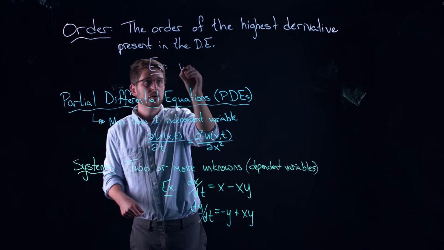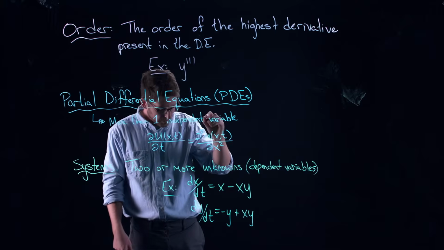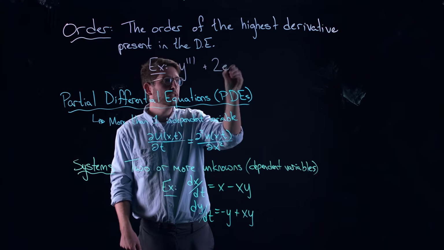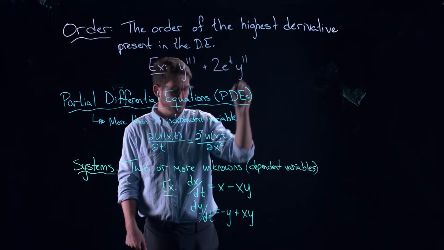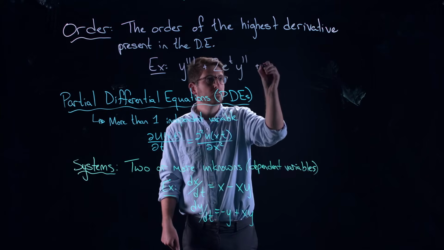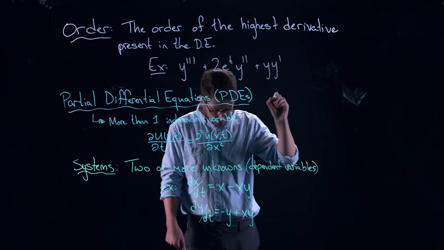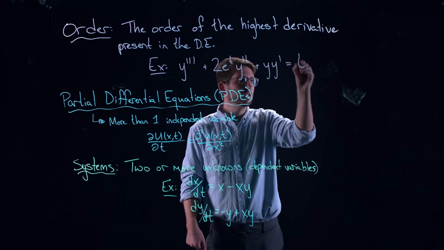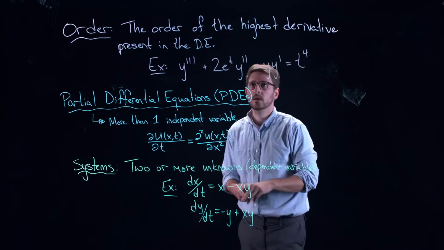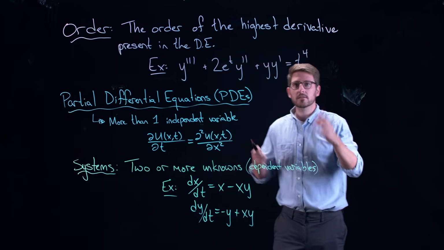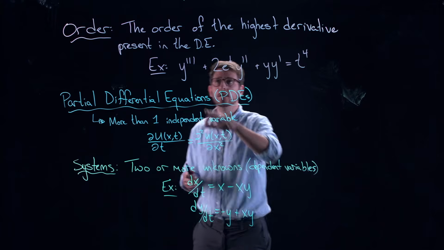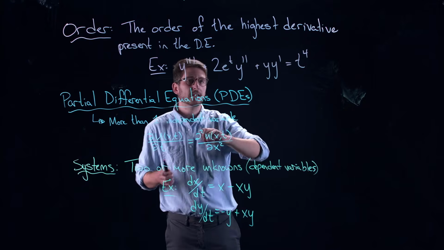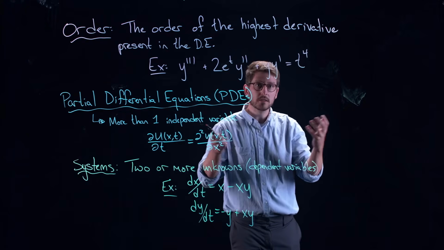I could give you y triple prime plus 2e to the t y double prime plus y times y prime, and let's say this is equal to t to the 4. Okay, let's analyze this, right? I'm using some compact notation. The implication in writing this is that y is a function of t.